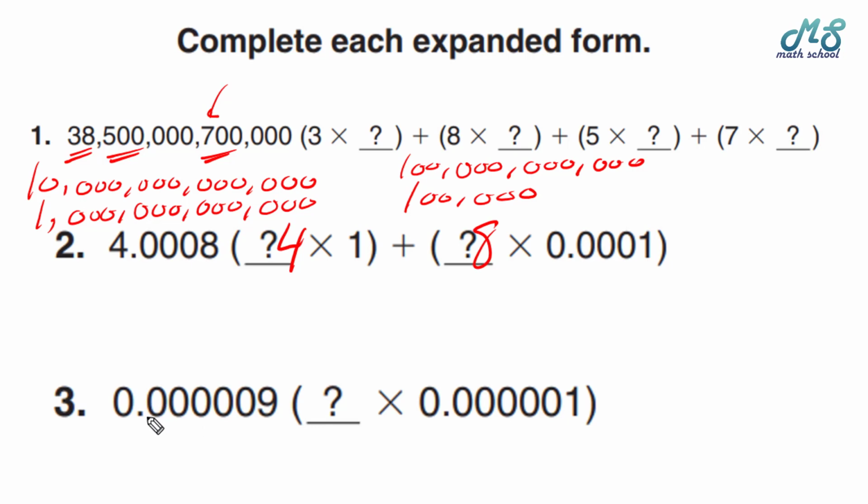Next, what about this number? Can you read it? Yes, just count how many decimal places. 1, 2, 3, 4, 5, 6. So we have 9 millionth. Its value is equal to 9 times 1 millionth with THS. So the missing number is 9.